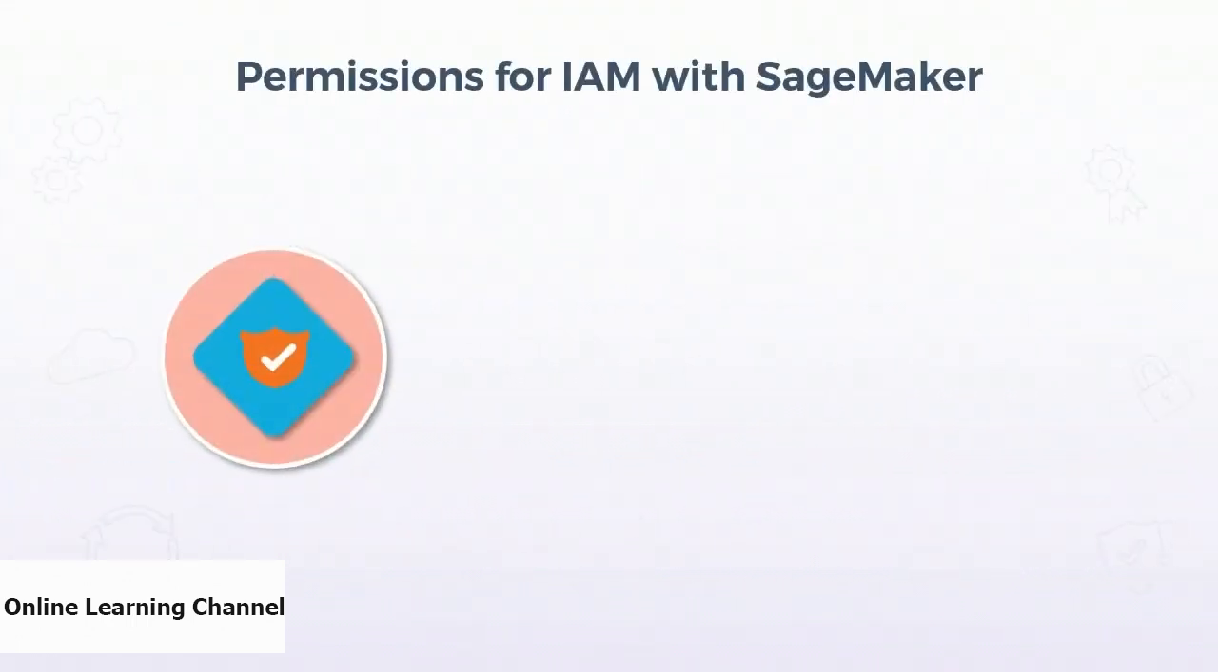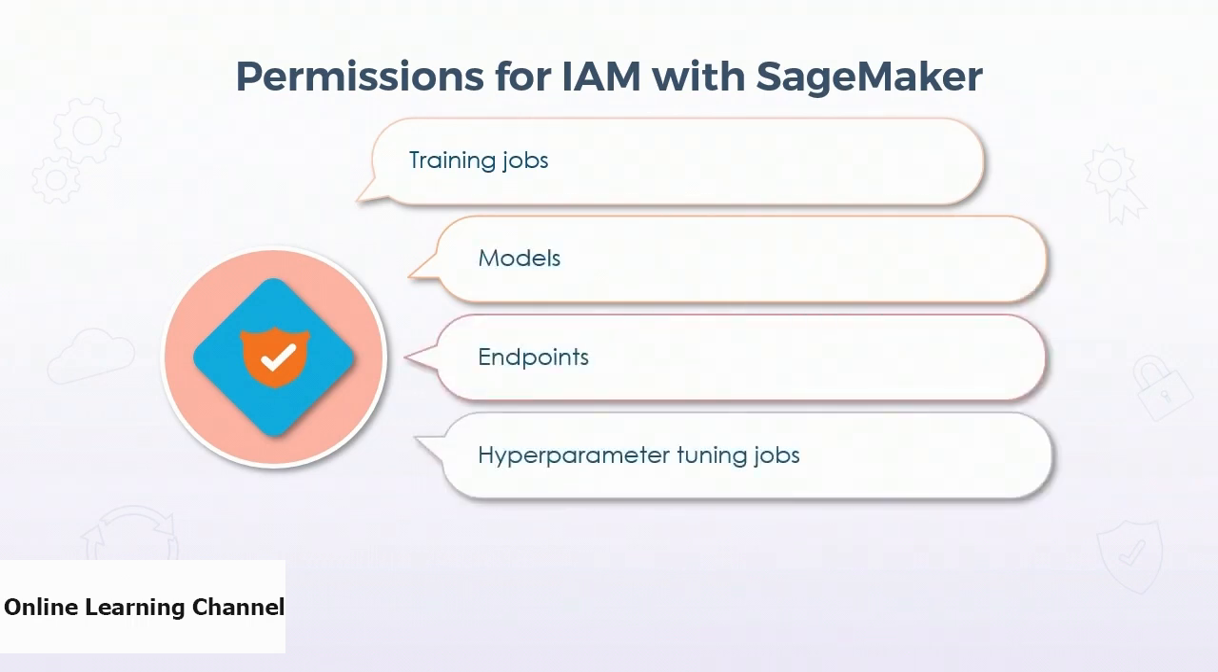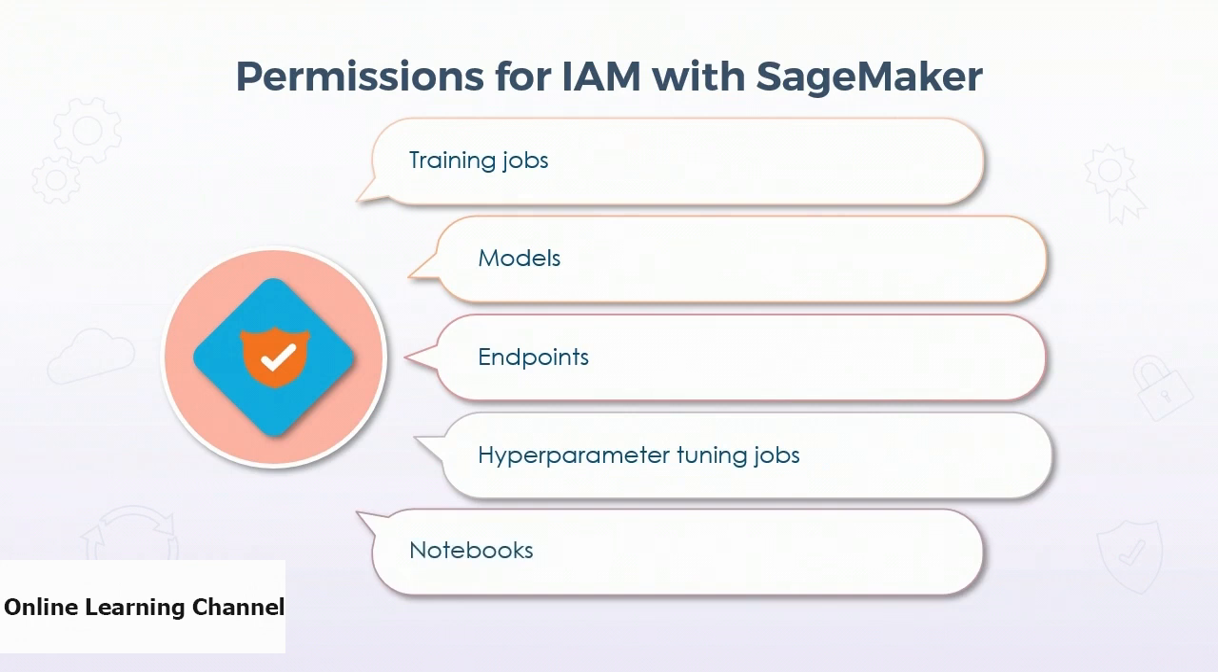We also mentioned IAM with SageMaker, the Identity and Access Management service. Here is a list of some of the specific permissions you can set that are related to SageMaker. You can set specific permissions like creating training jobs, creating models, creating endpoints, creating hyperparameter tuning jobs, and creating notebooks. You can lock these down or enable them to whatever degree makes sense for a given user.